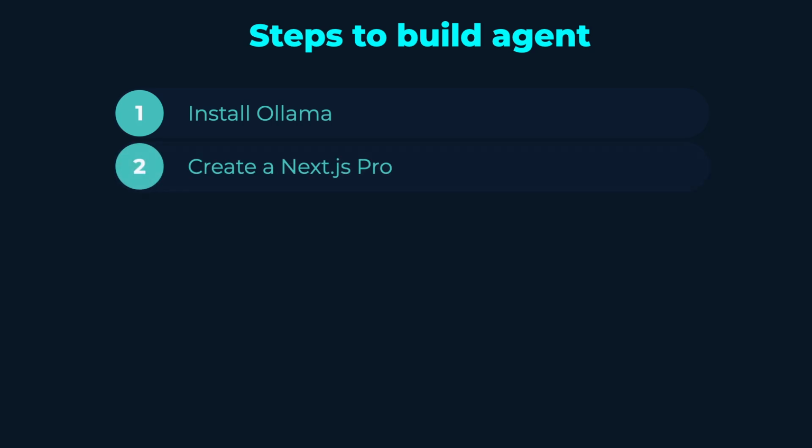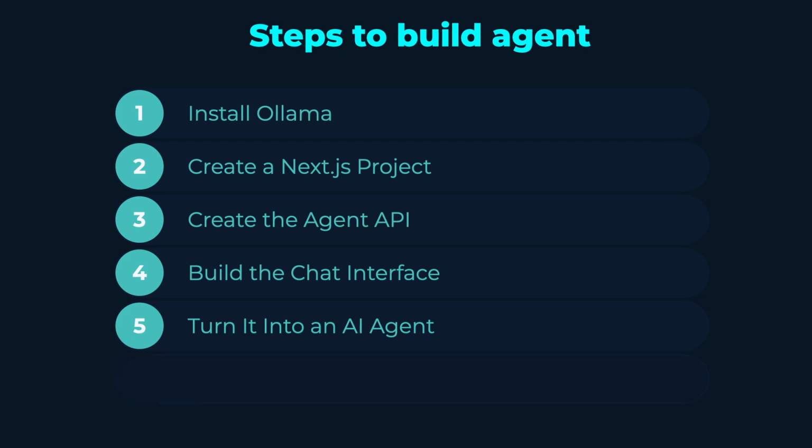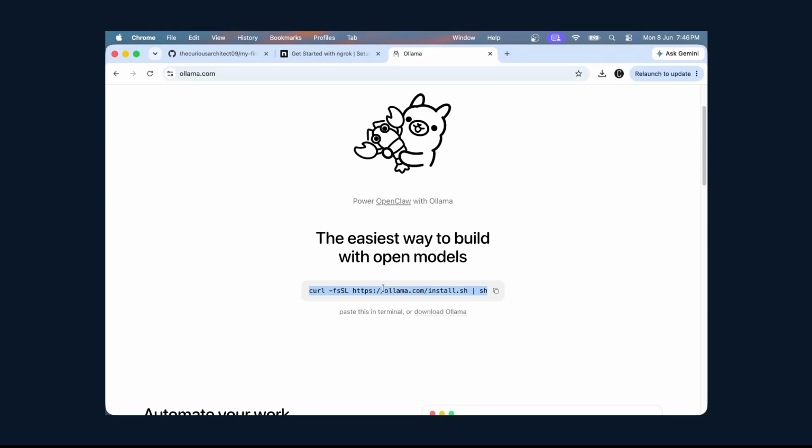We're going to follow these steps in order to build our agent. First, we're going to install Ollama, then create a Next.js project, use agent APIs to connect to Ollama, build the user interface for our interactions, and turn this complete project into an AI agent. Then use ngrok so that our work can be publicly accessible to everybody. Let's start with installing Ollama.